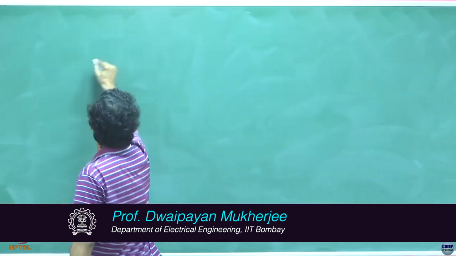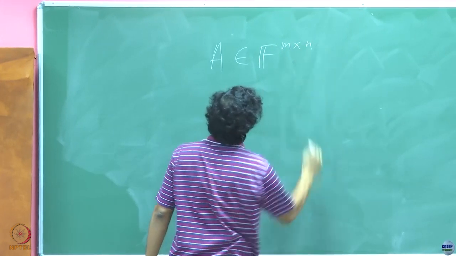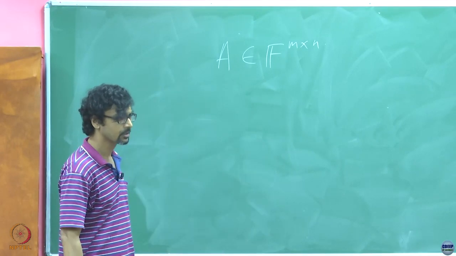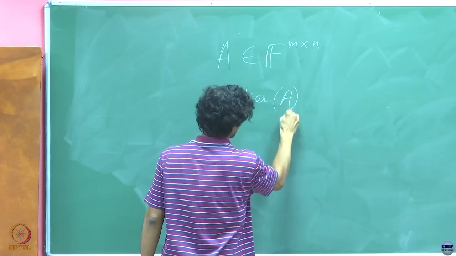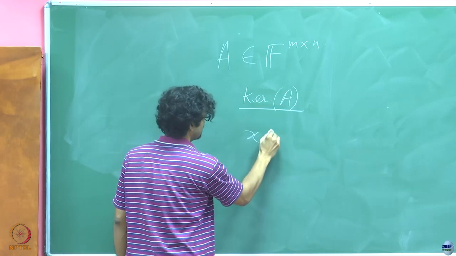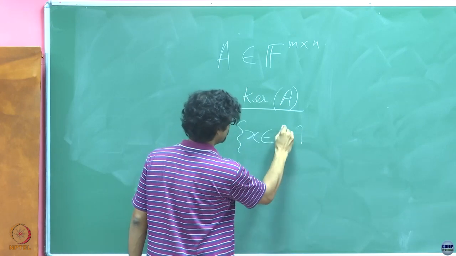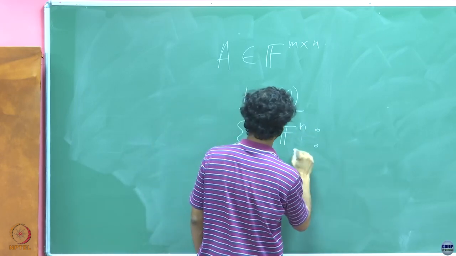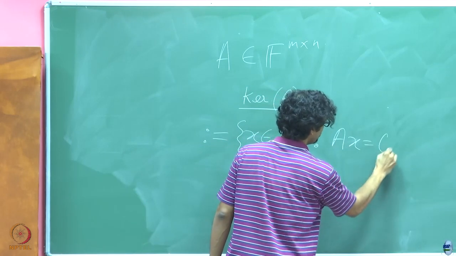So again, we start with this situation where A is an m cross n matrix over the field F, and then we investigate the kernel of A. That is our object of study. What is the kernel of A? It is basically the set of x belonging to F^n such that Ax is equal to 0.